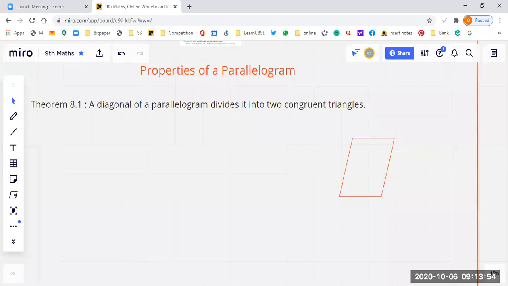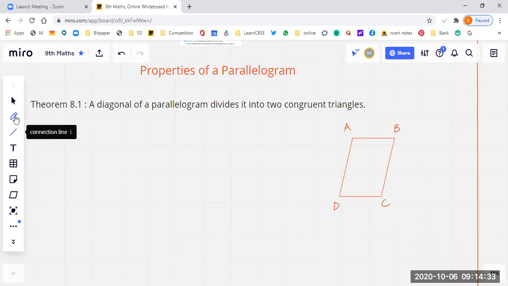Yes. So, students, let's have the second lecture on quadrilaterals, class 9, properties of parallelogram. Let's see, we have a parallelogram by the name of ABCD. So, what's a parallelogram? We know that a parallelogram is a quadrilateral in which opposite sides are parallel and opposite sides are equal. So now we want to prove that a diagonal of a parallelogram divides it into two congruent triangles.